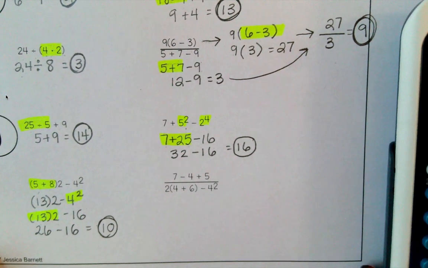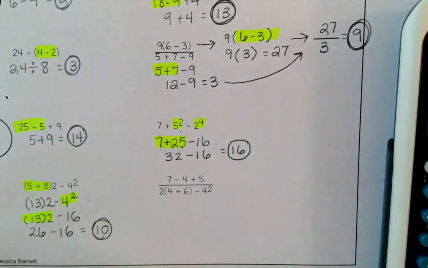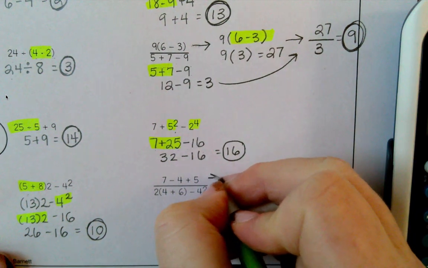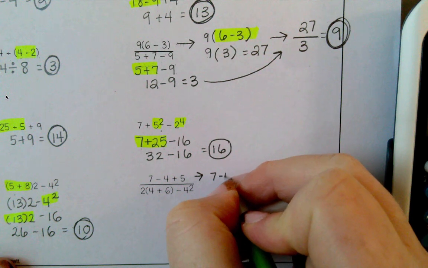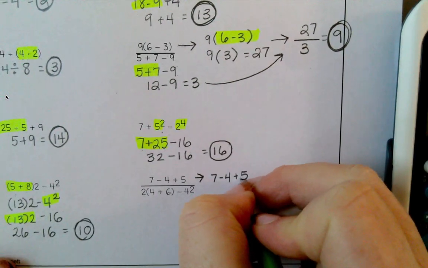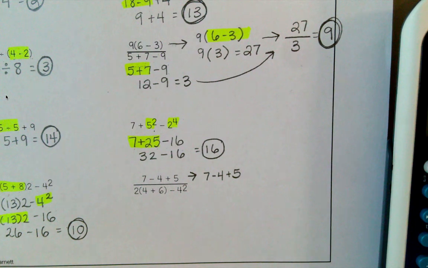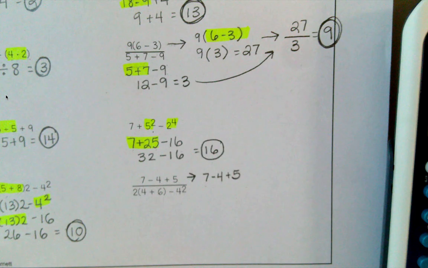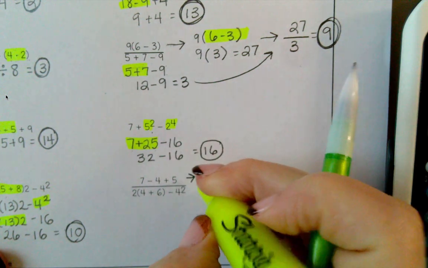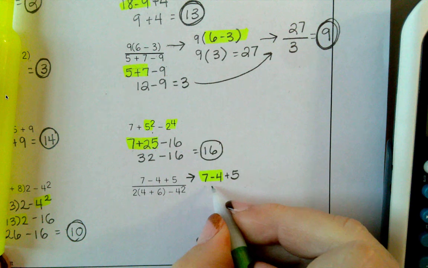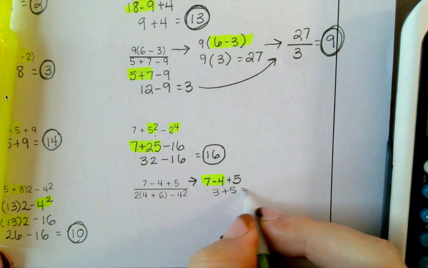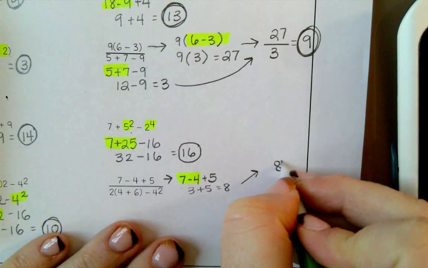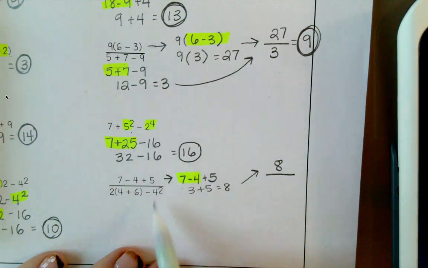Last one, the one that makes everybody just lose their minds. But we can do it. We can do it. Treat it as two separate problems, and then we're going to divide at the end. So drawing my arrow, I have 7 minus 4 plus 5. Okay? So 7 minus 4 is, again, we're going through all of our steps. All we have left is a subtraction and addition. We work left to right. 7 minus 4 is 3. Plus 5 equals 8. So remember, I'm going to bring this 8 over here because this is the top of my division problem.